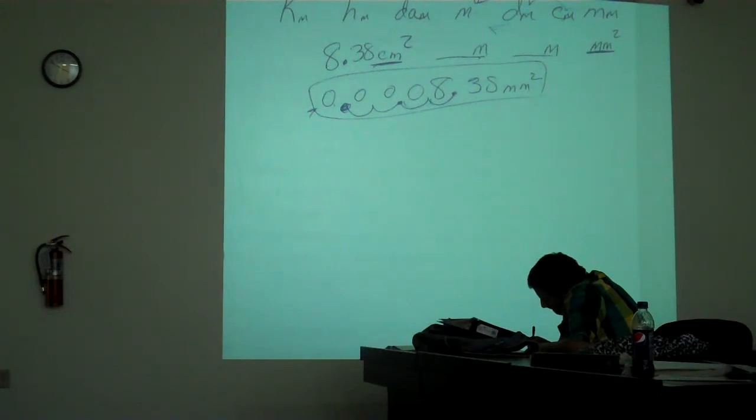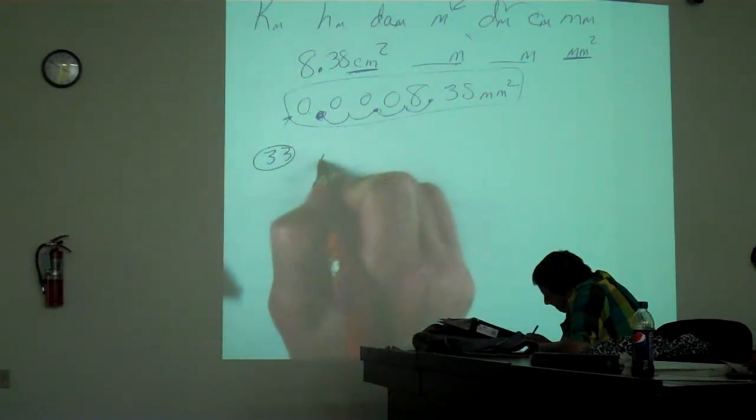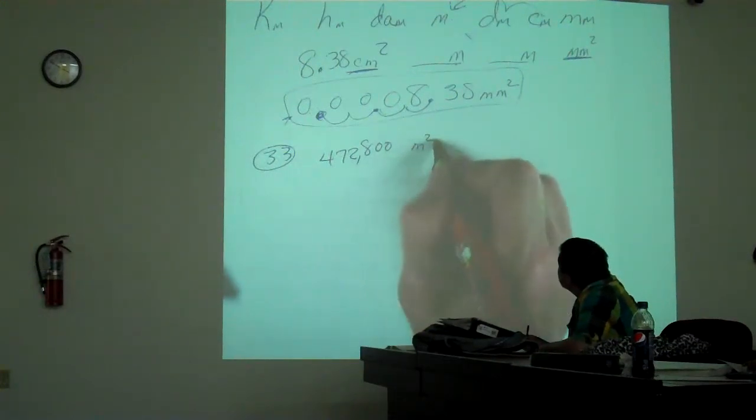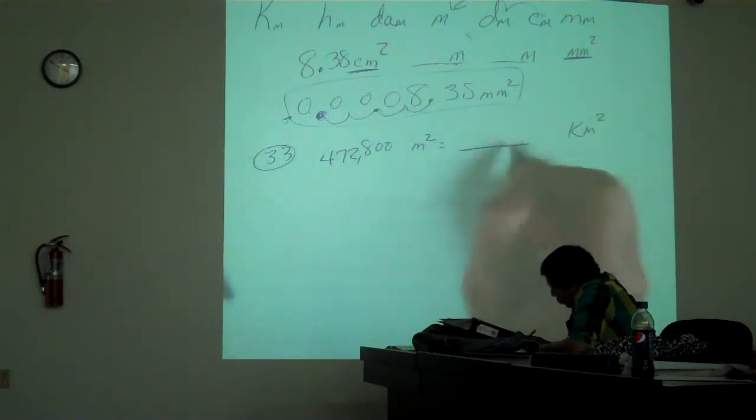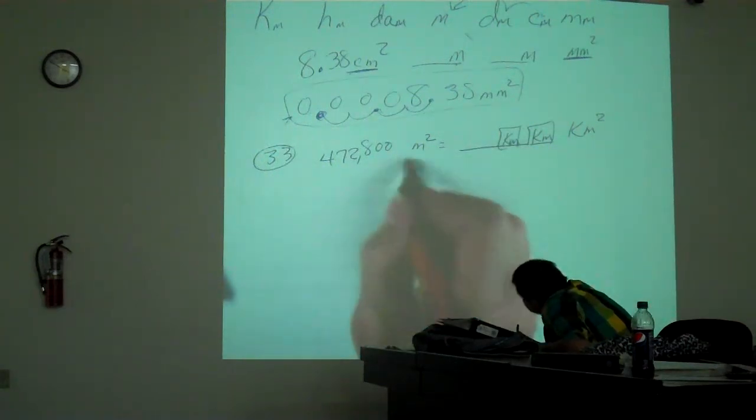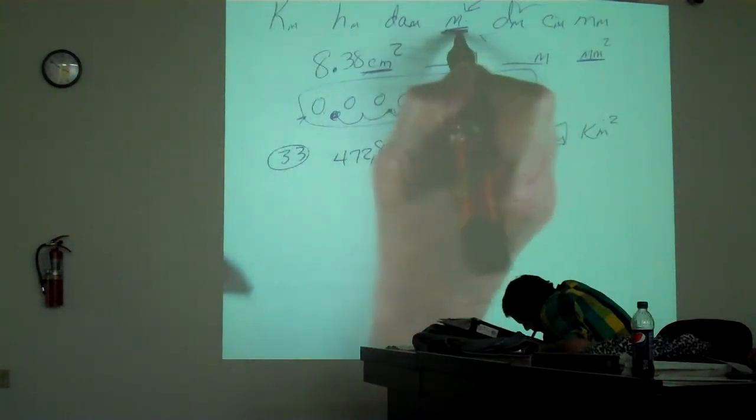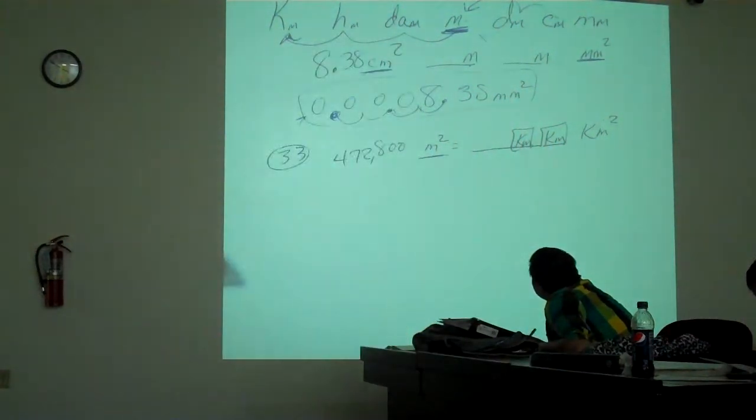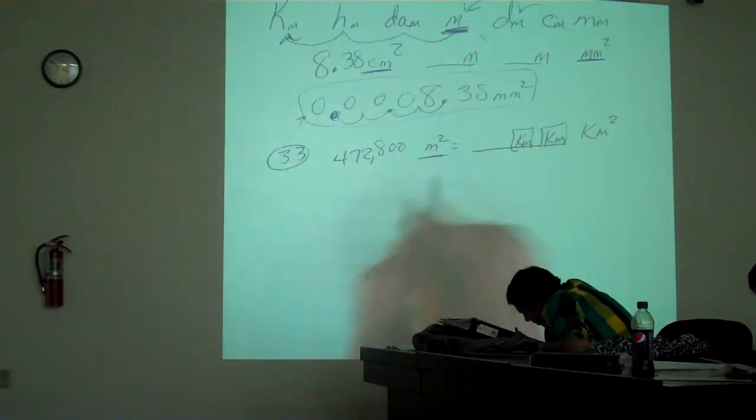I'm going to do number 33, and you can check in the back if you want. Number 33 is 472800 square meters is how many square kilometers? That means you're going to do kilometers 2 times, right? From meters to kilometers 2 times. Starting at meters, you're going to go 1, 2, 3, but you're going to do that twice. So count 3 twice, or you can just say 3 2 times would be 6.